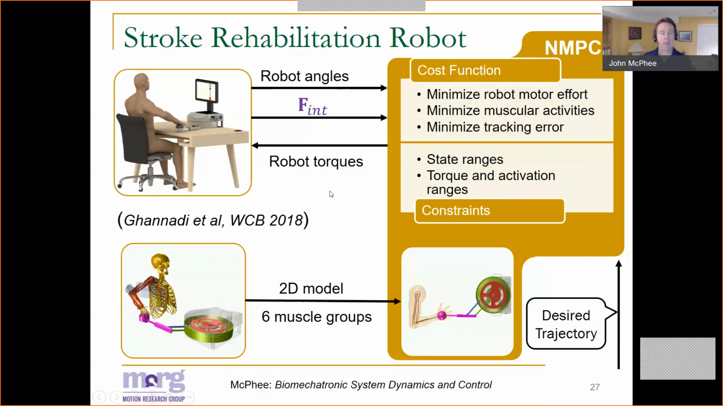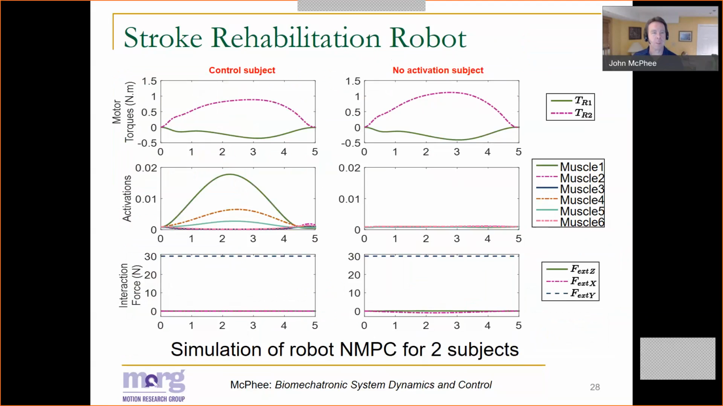So let's have a look at how this NMPC controller of the rehab robot performs. In the first case, we're going to do some simulations to evaluate the robot performance, and we've used a control subject on the left and another subject on the right that absolutely is putting out no muscle force whatsoever. So if you look at the muscle activations, you see the 6 different muscle groups represented for the control subject on the left and no muscle activations on the right.